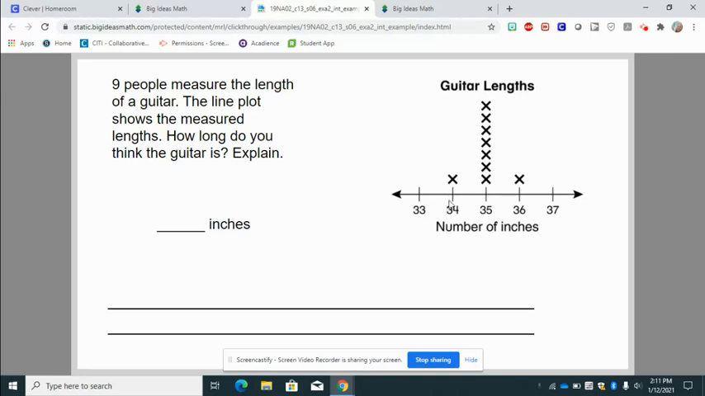One said the guitar was 34 inches long, and there are 1, 2, 3, 4, 5, 6, 7 X's over the number 35. So 7 said that it was 35 inches long, and one said it was 36 inches long. So our question is, how long do you think the guitar is? Well, which one has the most? 35. So 35 has the most. So 35 inches is probably how long the guitar is, because the most people were coming up with 35 as the measured length.